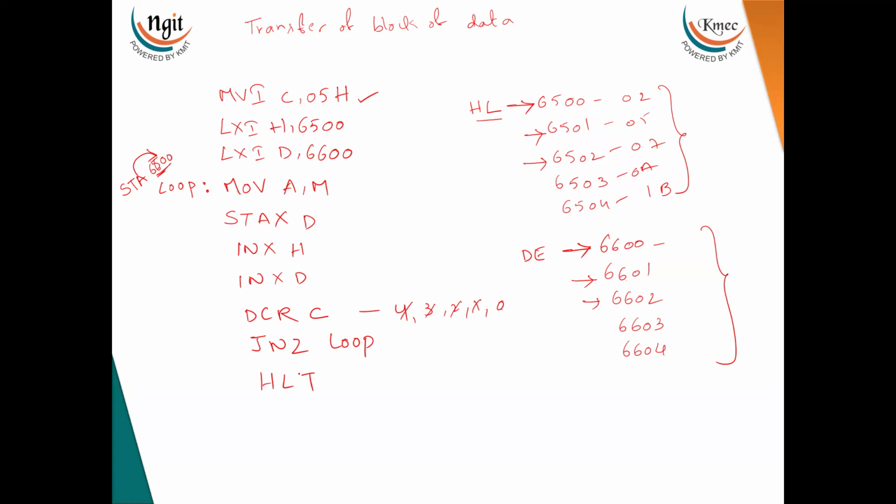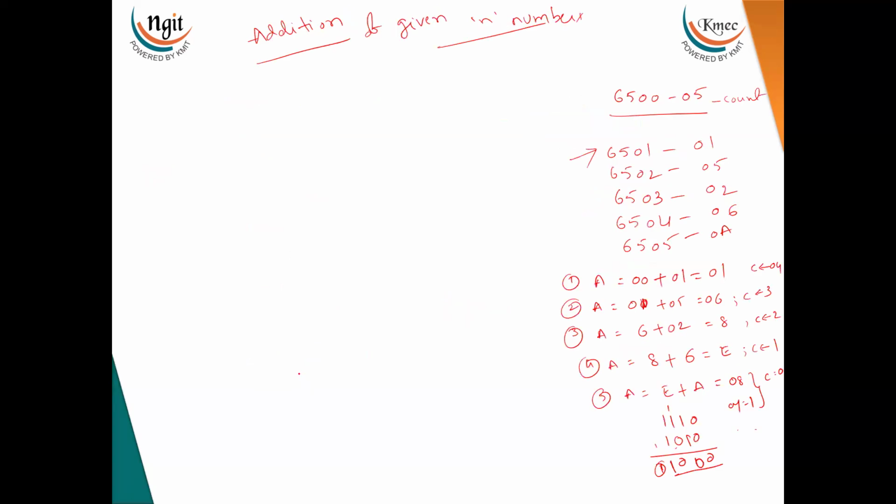This question was asked in last year's question paper, in theory. Now the next program is addition of given numbers. Here I kept the count value in a location, and from the location I will take it. Otherwise, directly, in a similar manner as before, you can take the count value.